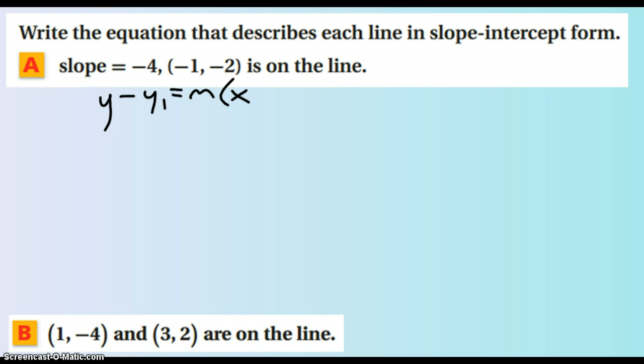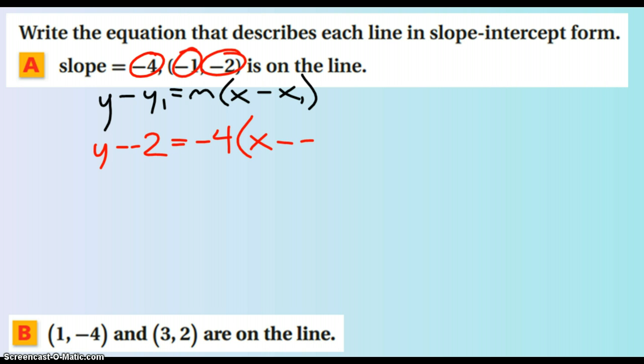So we're going to plug in what we know here. Alright, so it's going to be y minus my y value equals my slope times x minus my x value. And remember now the minus and negative turns into plus, so really we have y plus 2 equals negative 4 times x plus 1. And to turn it into slope-intercept form, I'm going to solve for y. So I'm going to distribute that. Negative 4 times x, and negative 4 times positive 1 is a negative 4.